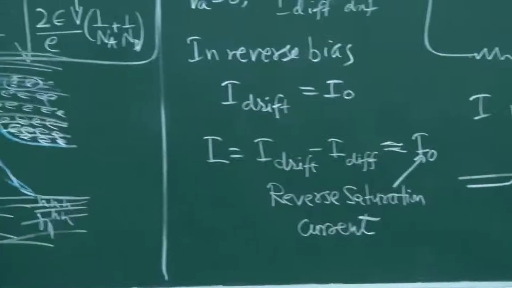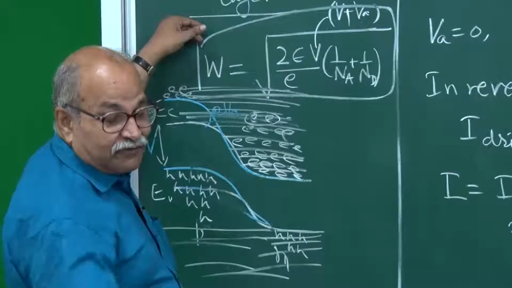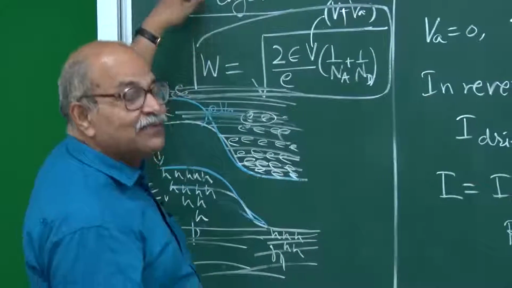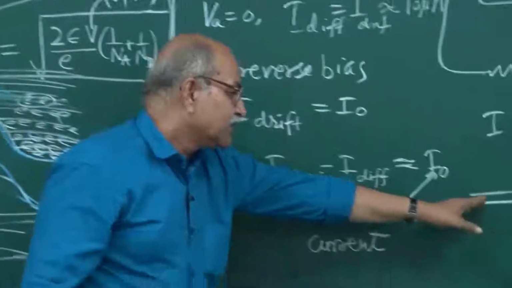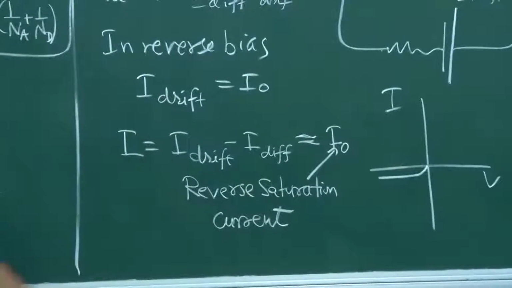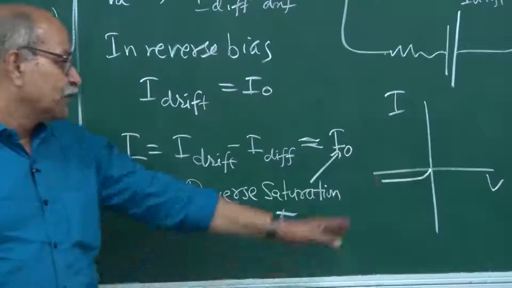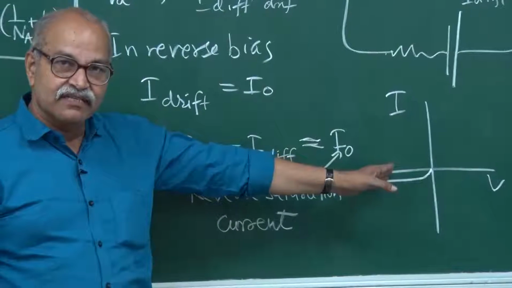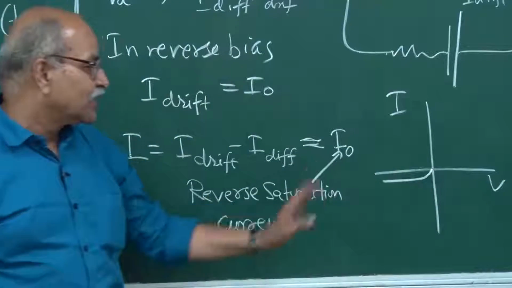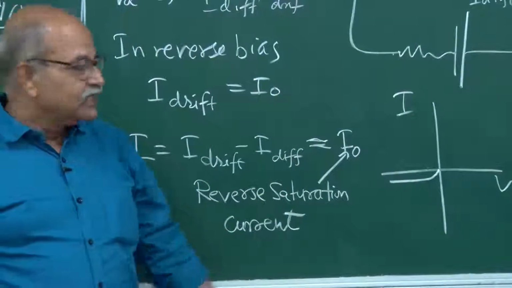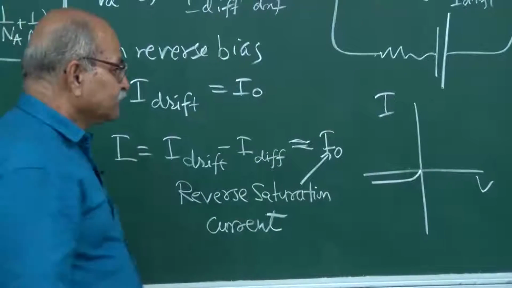No matter how much you increase this barrier, there are some phenomena I will tell, you cannot increase this barrier to very high values before disturbing this, but for reasonable values of V, which could be 2, 3, 4, 5, 6, 8, 10 volts. This side you cannot go even to 1 volt, but this side you can go to easily few volts. It remains at this I naught.